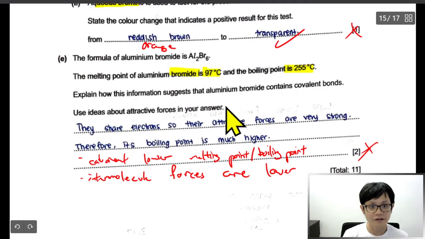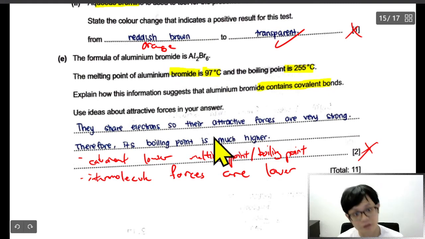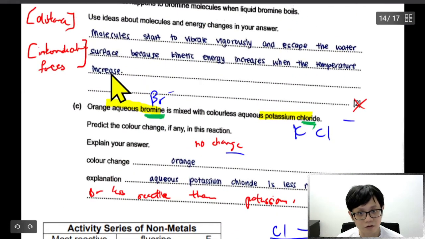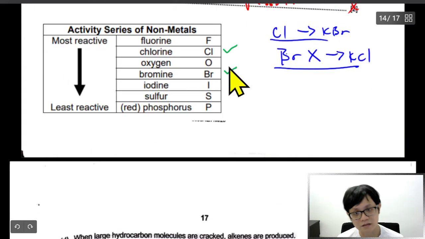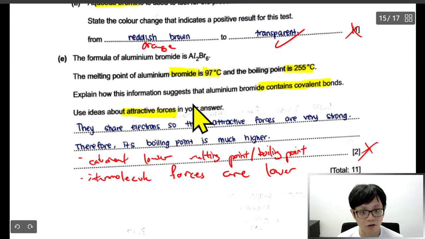Okay, explain how the information suggests that it is a covalent bond. So it makes sense, both of the elements are towards the right side of the periodic table. Use the idea of attractive forces in your answer. Sometimes they use attractive forces, sometimes they use intermolecular forces. But the more common word that is used is attractive force lah.